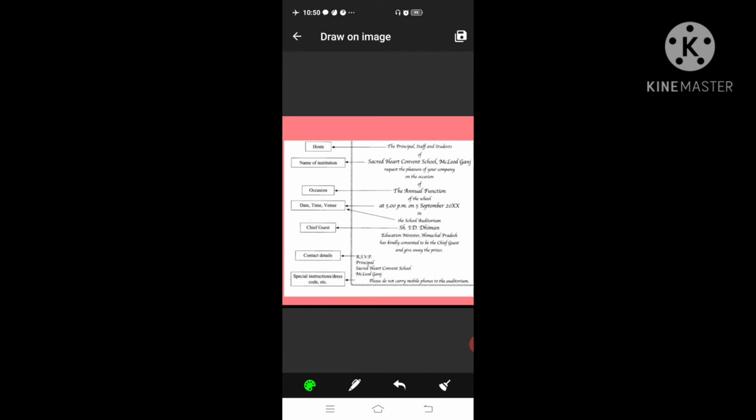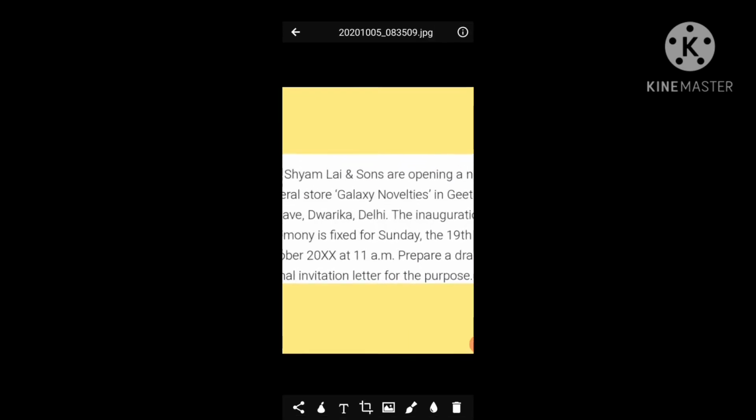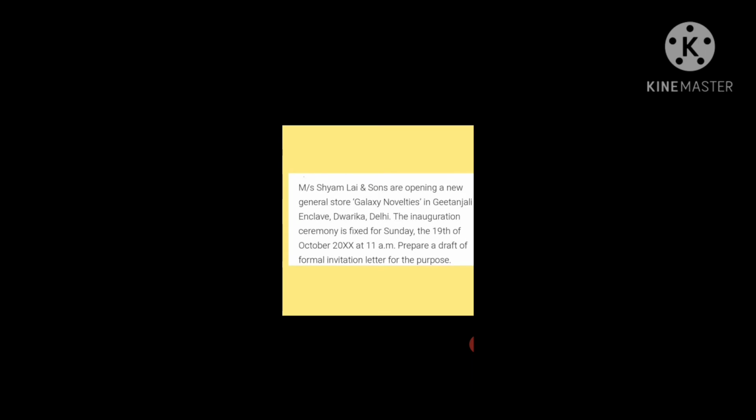So we will take one more example over here. Suppose Messrs Shyamlal and Sons are opening a new journal store, Galaxy Novelties, in Gitanjali Enclave, Dwarika, Delhi. The inauguration ceremony is fixed for Sunday, the 19th of October 2020 at 11 am. Prepare a draft of a formal invitation letter for the purpose. So when we are sending in bulk, in what way do we have to write? We have to write in a formal printed way, printed in card format.